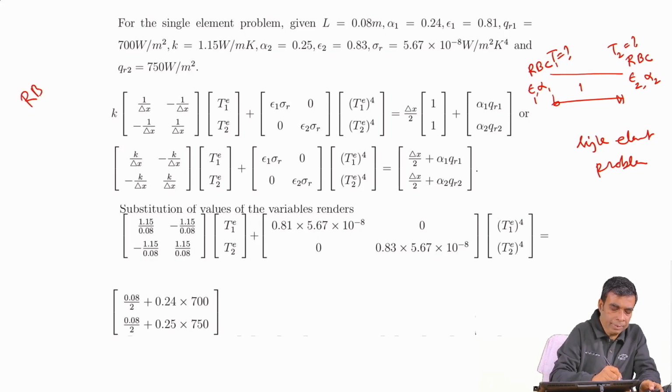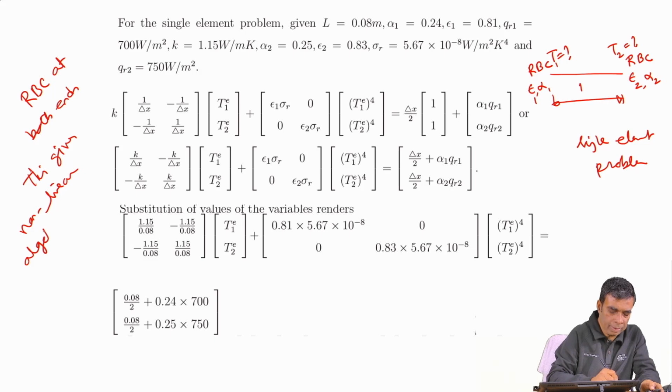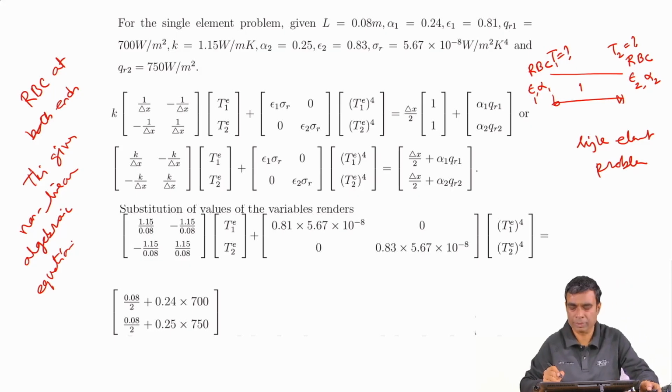So RBC at both ends gives nonlinear algebraic equations. So we have two unknowns, T1 and T2, so we shall get two nonlinear algebraic equations.